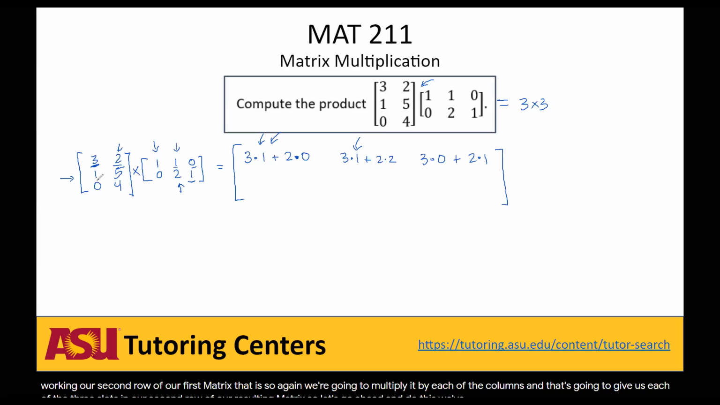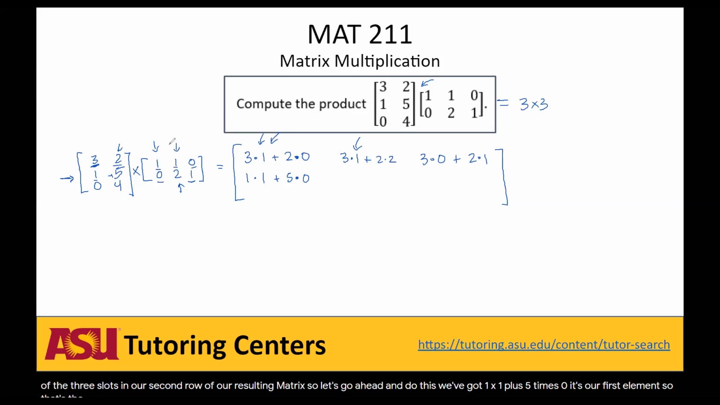We've got 1 times 1 plus 5 times 0. And that's our first element. So that's the second row and first column. So that will be the second row and the first column in our resulting matrix.